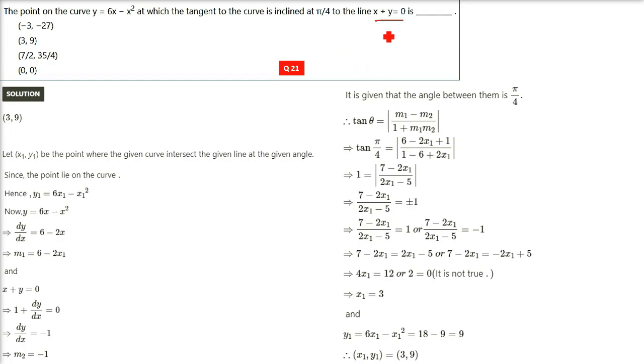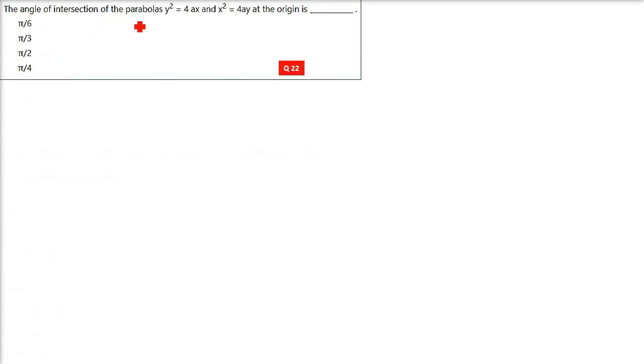So this is a different kind of question we have done. The angle of intersection of the parabolas, this one and this one, at the origin is. So the concept is quite clear here. We have two curves. We'll find out the dy by dx of both these curves. The point is not given directly, but the point is given. How? It is given origin. Origin we already know in a coordinate axis scenario, the intersection of two axes, the point is (0, 0).